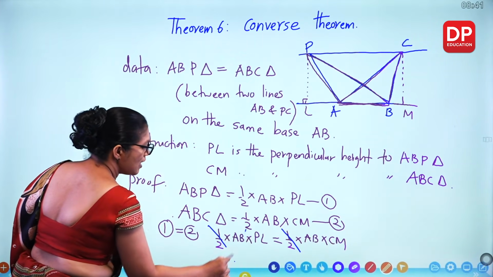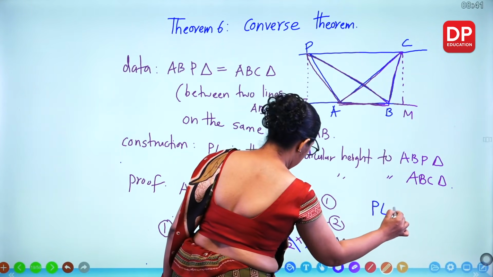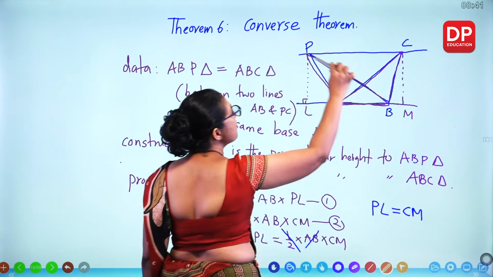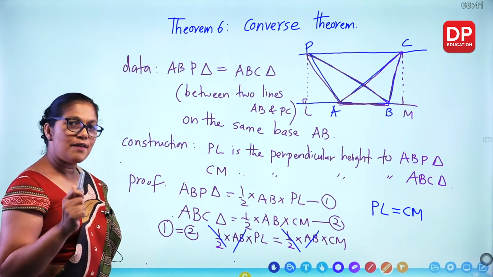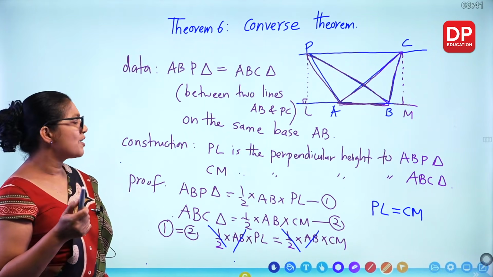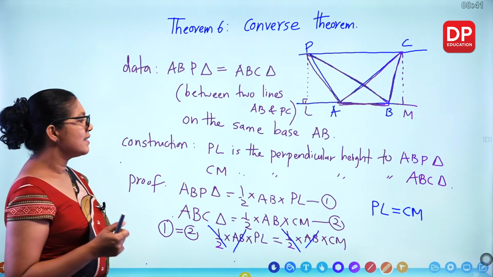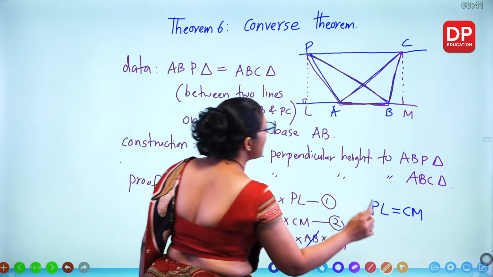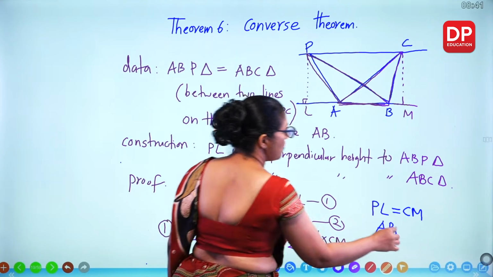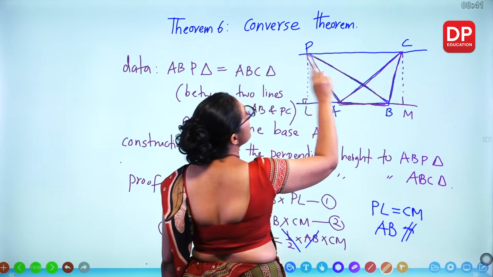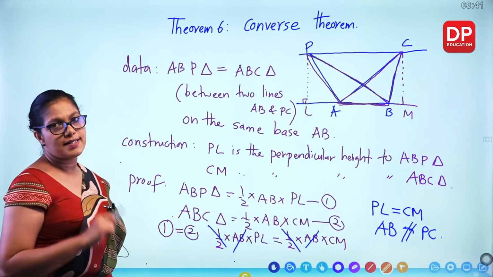What can we see now? Half gets cancelled out, AB gets cancelled out. We can see PL is same as CM. These two perpendicular heights are equal. If the two perpendicular heights are equal, what can we say about the two lines? These two should be parallel. Because these are equal, we can say AB length should be parallel to PC length. So that's the converse theorem.